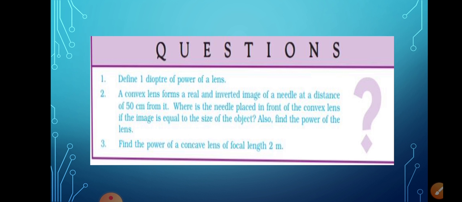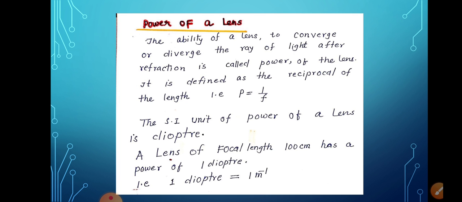Now this is the question. Define one diopter of the power of a lens. So what is one diopter? The ability of a lens to converge or diverge the rays of light after refraction is called the power of the lens. It is defined as the reciprocal of focal length, P equal to 1 by f. The SI unit of power of a lens is the diopter.